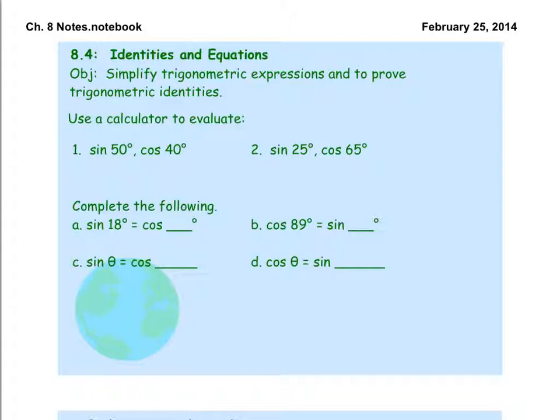But when you have a chance, go on a calculator and evaluate the sine of 50 and the cosine of 40. Go evaluate the sine of 25 and the cosine of 65. You'll see something kind of neat, but they're the same. Now the relationship here is both of these pairs of angles add up to 90.